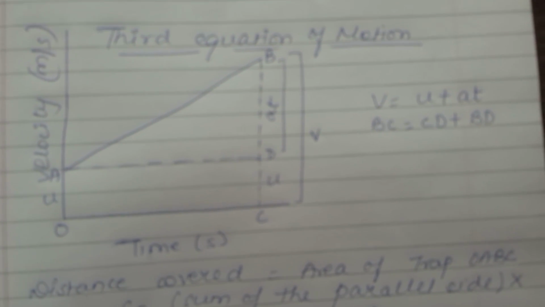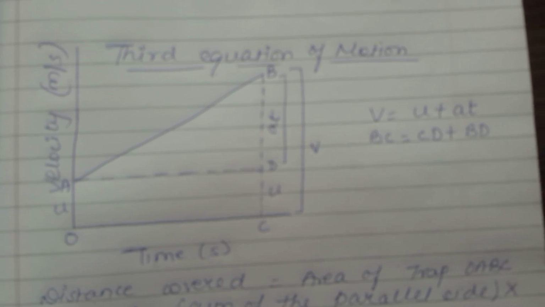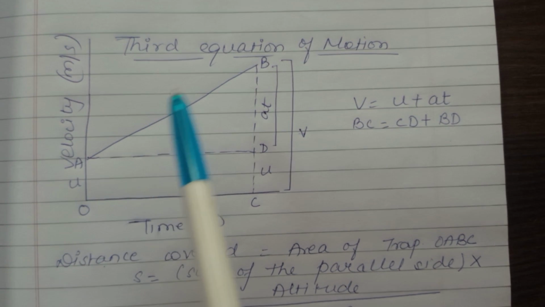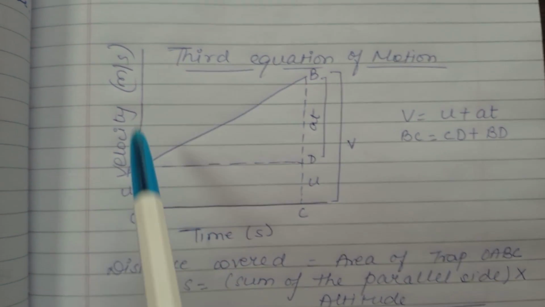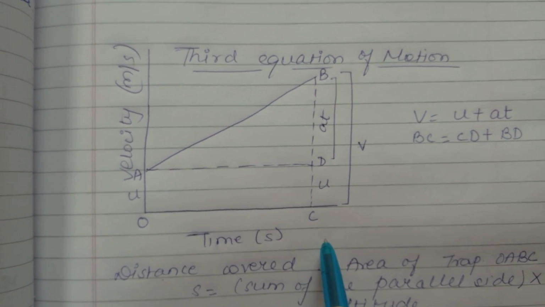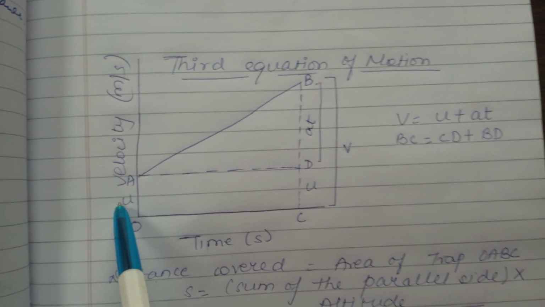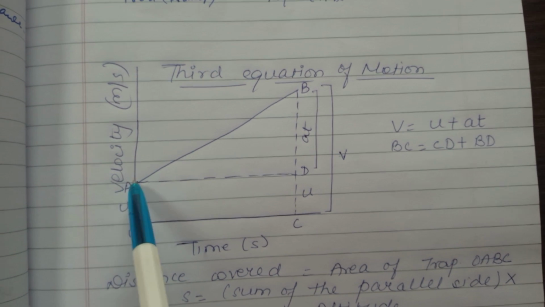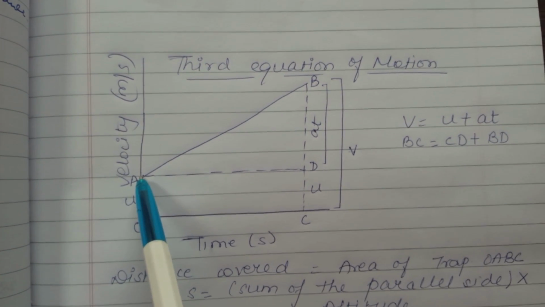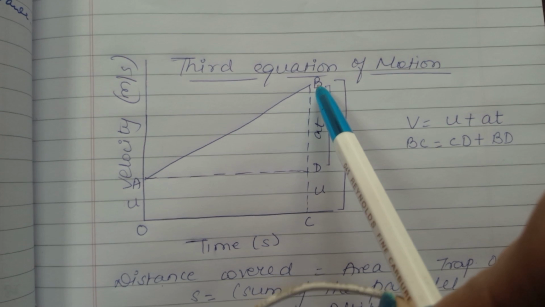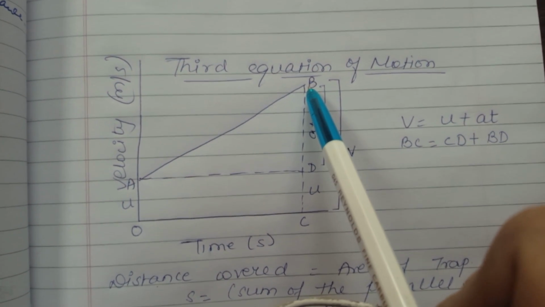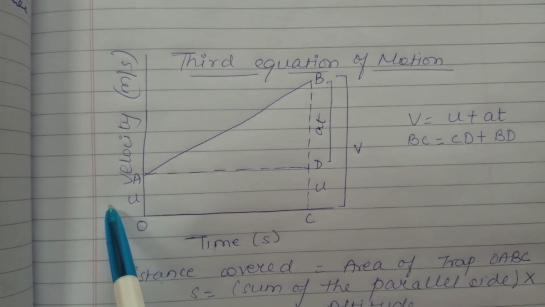Some of you are having problems with the third equation of motion. So let's do it once more. This is a velocity time graph where velocity lies on the y-axis and time lies on the x-axis. There is an object that is moving from point A to point B, and by observing the graph we can know that this is a uniform velocity.